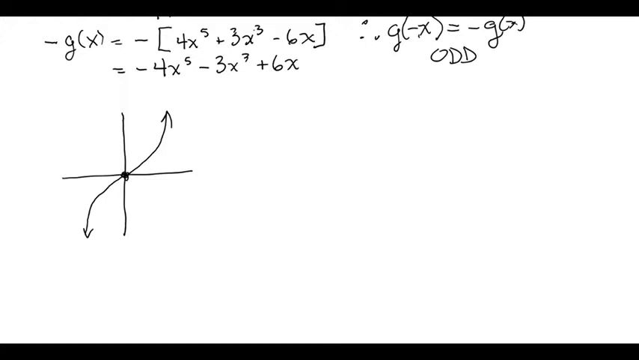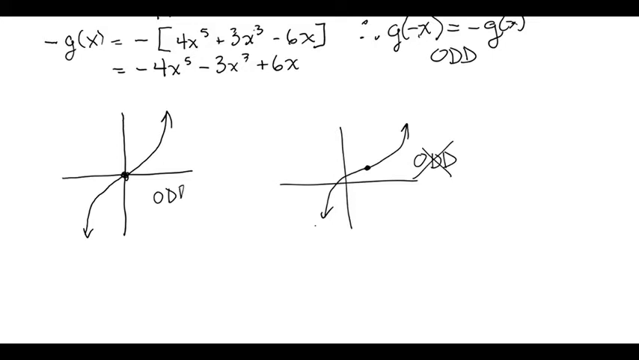That is unlike some of the other graphs we've had. It doesn't matter where that rotation point is. This point is said to have point symmetry, right? But it does not satisfy the definition of an odd function. So this one here would not be odd, whereas this one is odd because the point symmetry is at the origin. So there's a difference there.